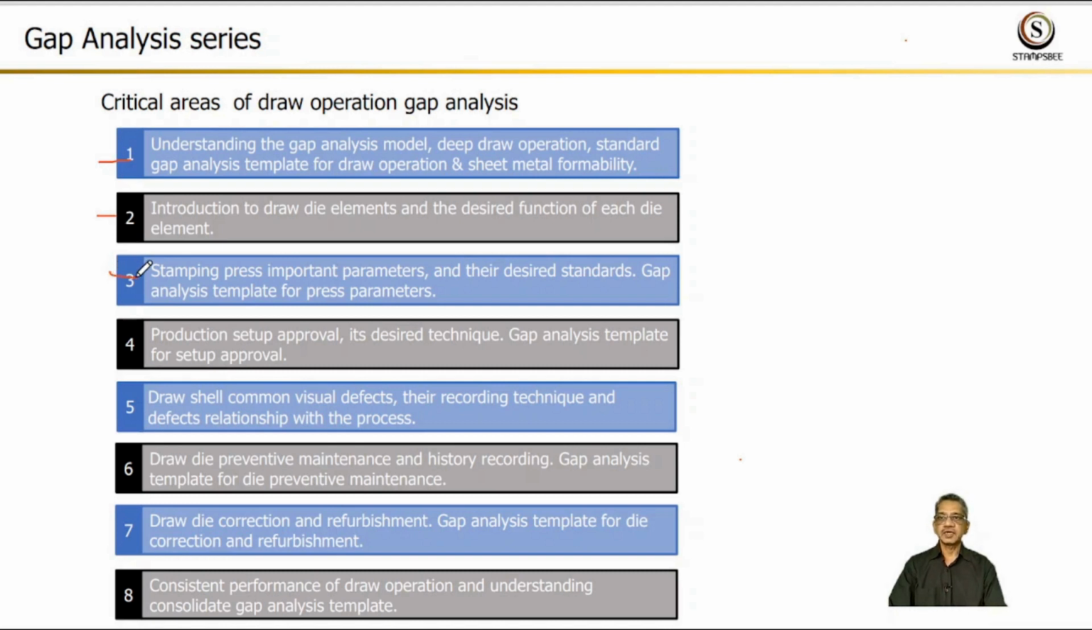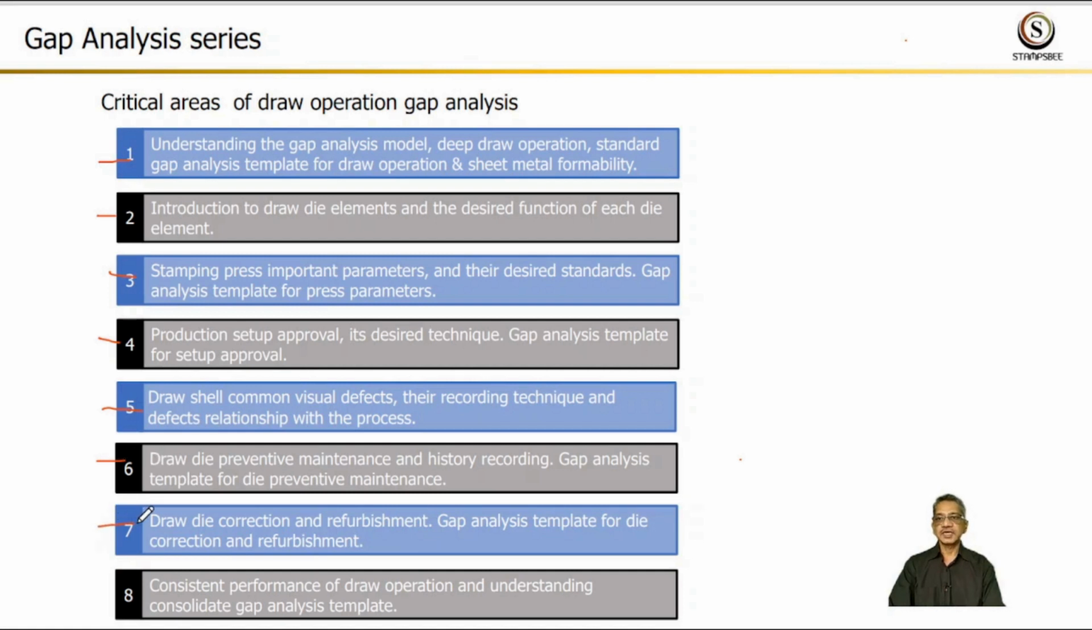Third area is stamping press important parameters, their desired standards and gap analysis template. Fourth area is production setup approval, its desired technique and gap analysis template for setup approval. Fifth area is draw shell common visual defects, their recording technique and defect relationship with the process. Sixth area is draw die preventive maintenance and history recording, gap analysis template for die preventive maintenance.